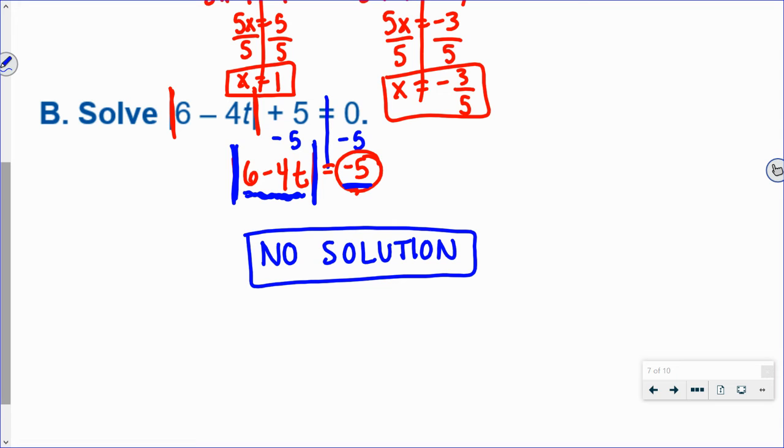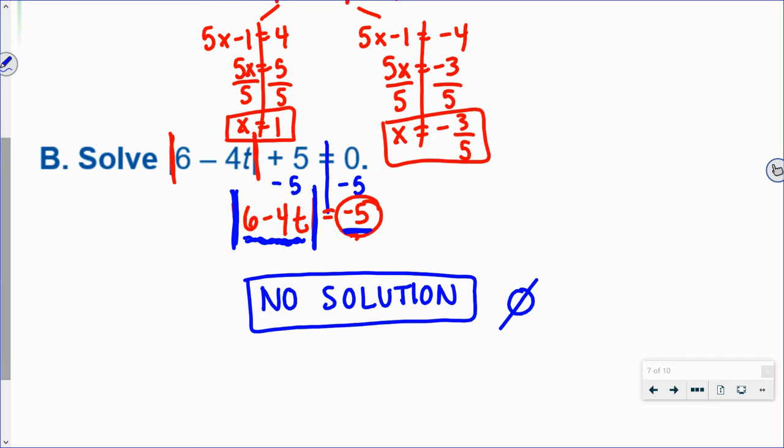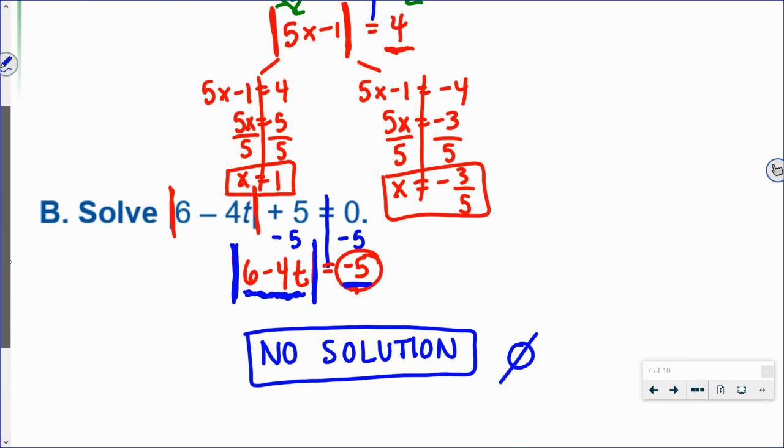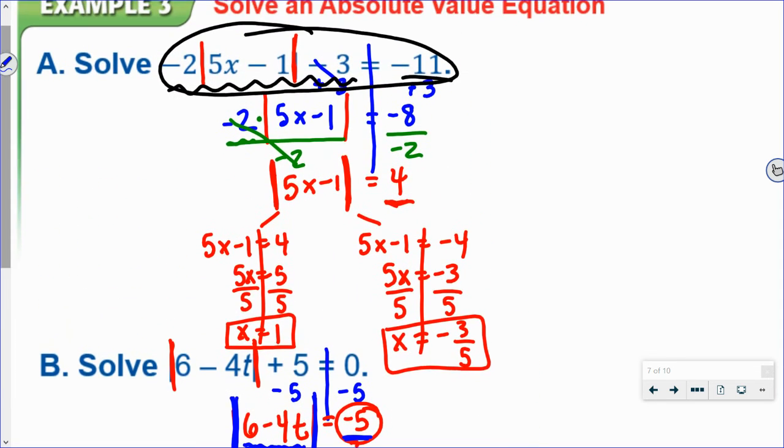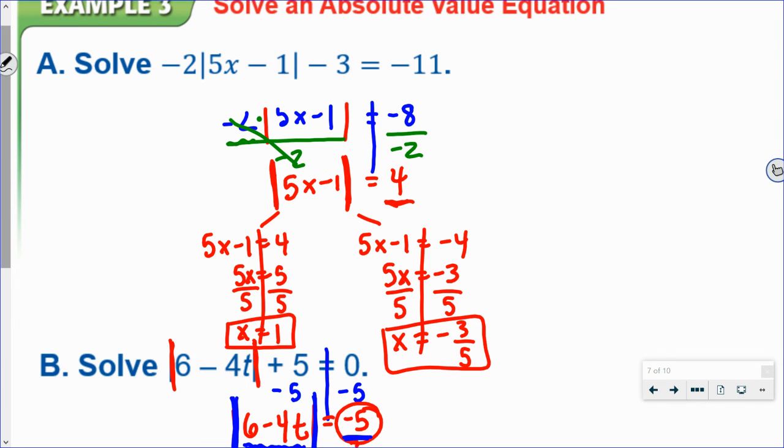Another way you can notate no solution is a 0 with a slash through it. That means no solution. That's kind of the shorthand math symbol. Now I want to point out, if you look at what we started with in letter A, let me clean this up a bit. Some people see this and they're like, oh, the right-hand side of my equation is a negative 11, no solution. I'm like, wait. We don't have the absolute value bars by themselves yet.